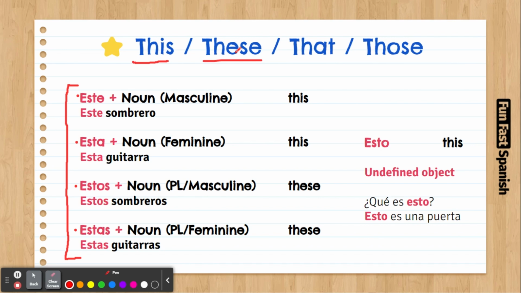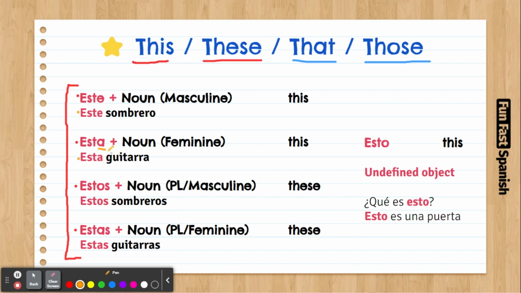We use this and these when the object is close to us. We can actually grab it with our hands. If the object is far, we're going to use that and those, which is like when you start pointing at it. So let's have a look at examples. Este sombrero, this hat. Esta guitarra, this guitar.